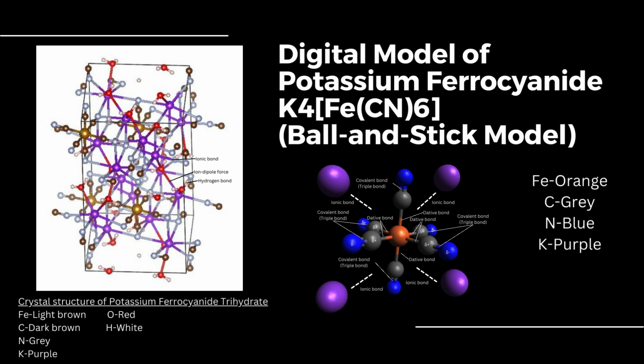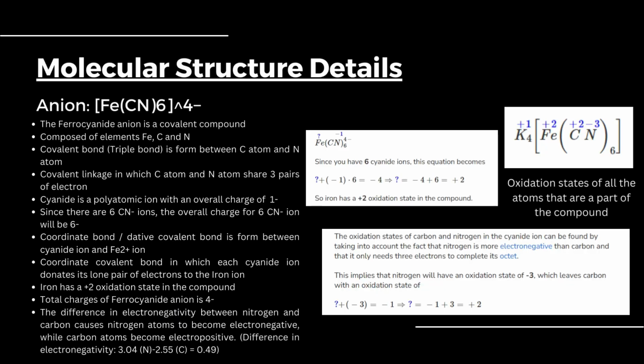This is the molecular structure detail for the anion, ferrocyanide ion. The ferrocyanide ion is a covalent compound composed of the elements iron, carbon, and nitrogen. A triple bond, which is a covalent bond, is formed between the C atom and N atom, in which they share 3 pairs of electrons, giving the cyanide ion an overall charge of 1-.